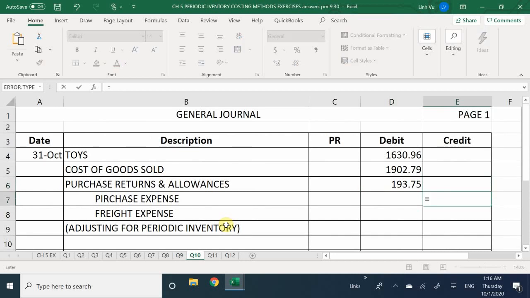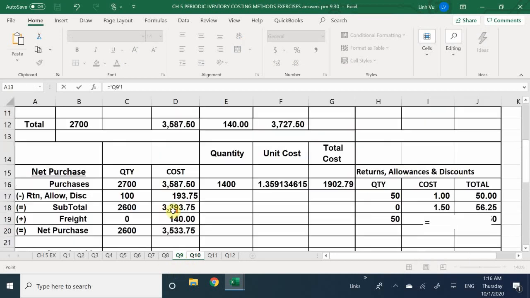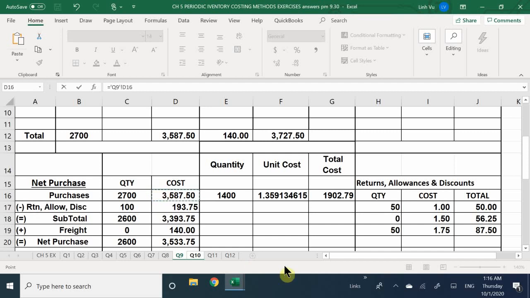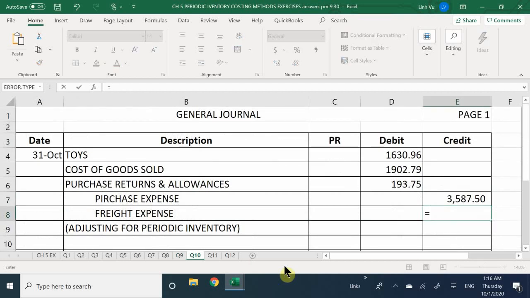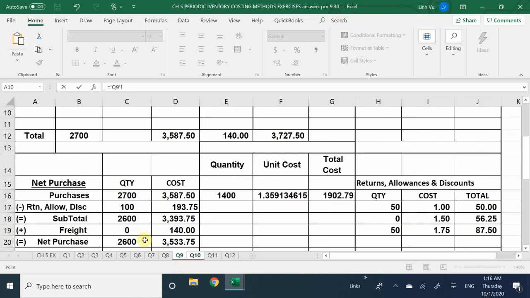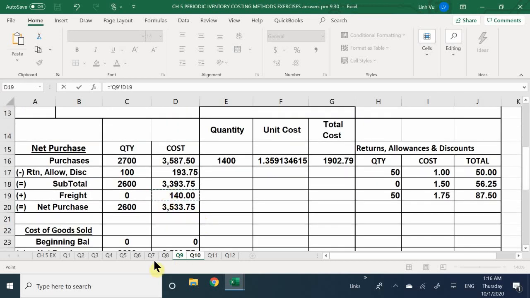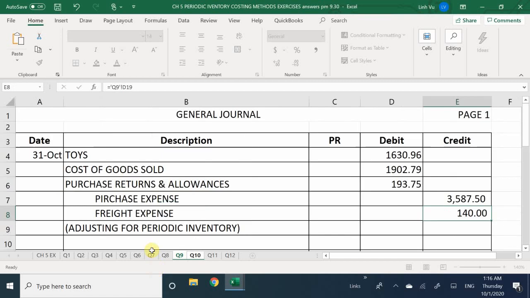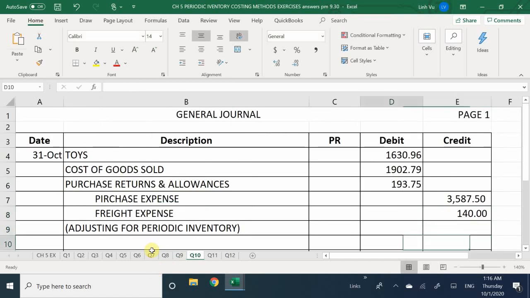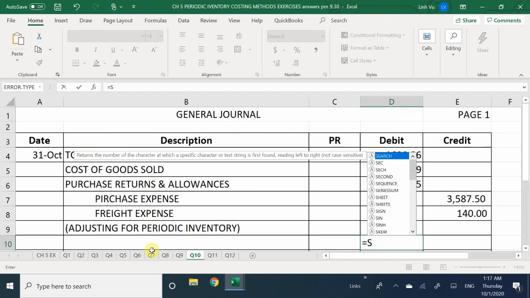Okay. And we also know that our total returns and allowances is going to be the 193.75. Okay. We also know that the total original purchases was for the 3,500. And the total freight for this entire batch here is going to be $140. Okay. Let's go ahead and make sure that our debits match our credits.